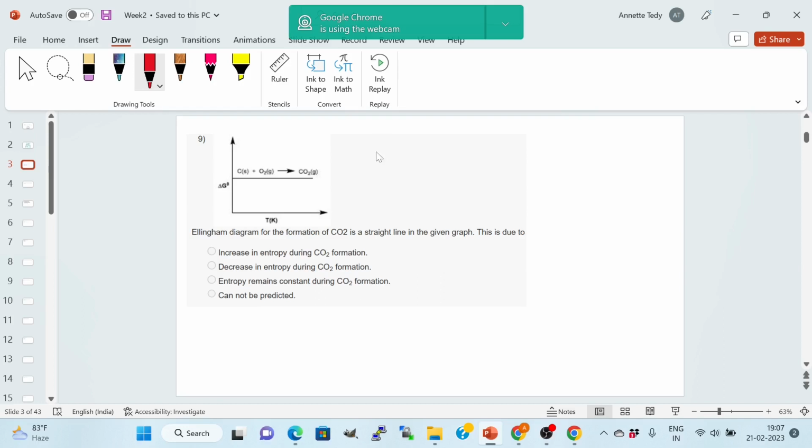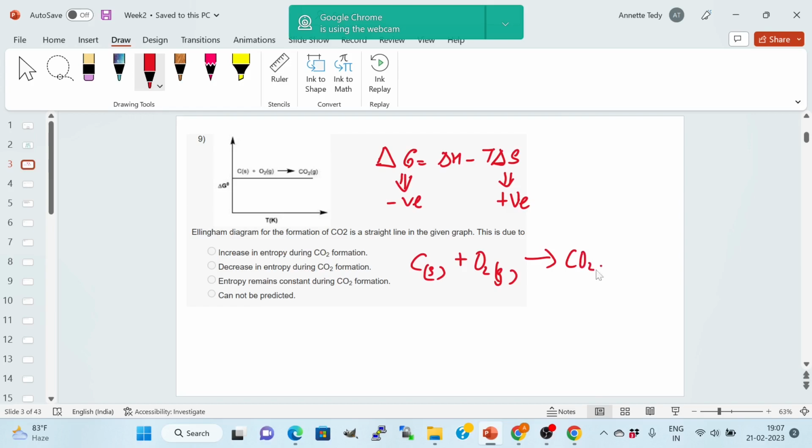Okay, so I think all of you are familiar with this equation, delta G is equal to delta H minus T delta S. So for any reaction to be feasible, delta G should be negative. And how to find out if delta S is positive? For this reaction, I will write: carbon is in the solid state, O2 is in the gaseous phase, then carbon dioxide is also in the gaseous phase. So here a solid plus gas is becoming another gas. So basically there is no change in the entropy, right?